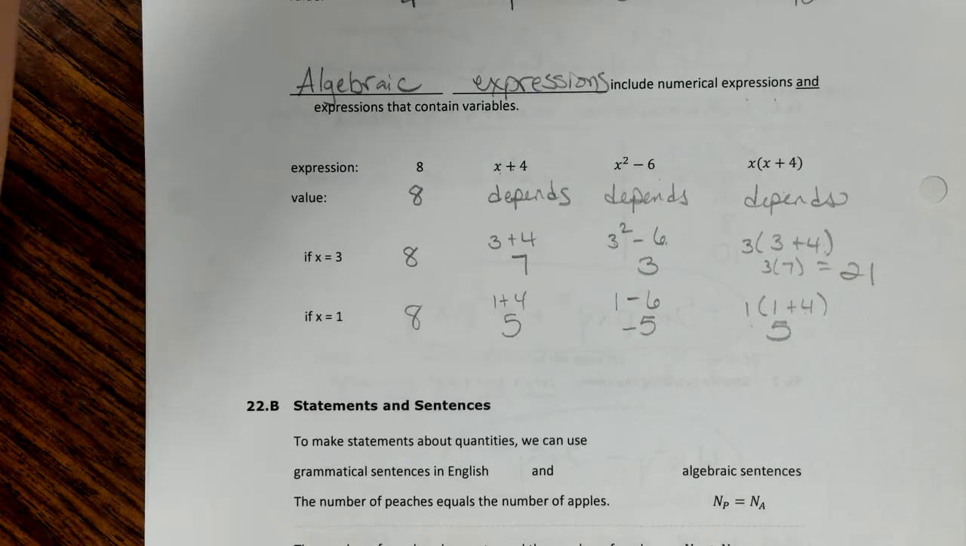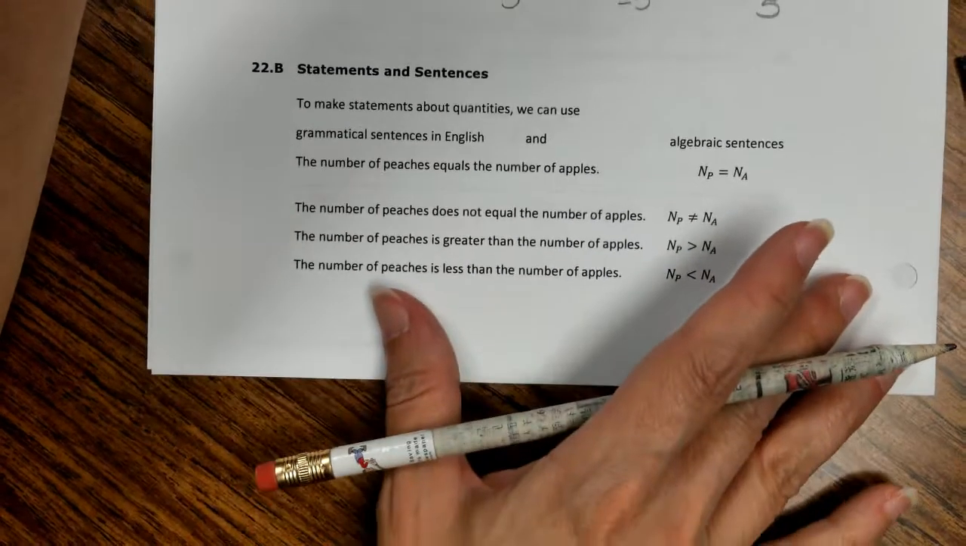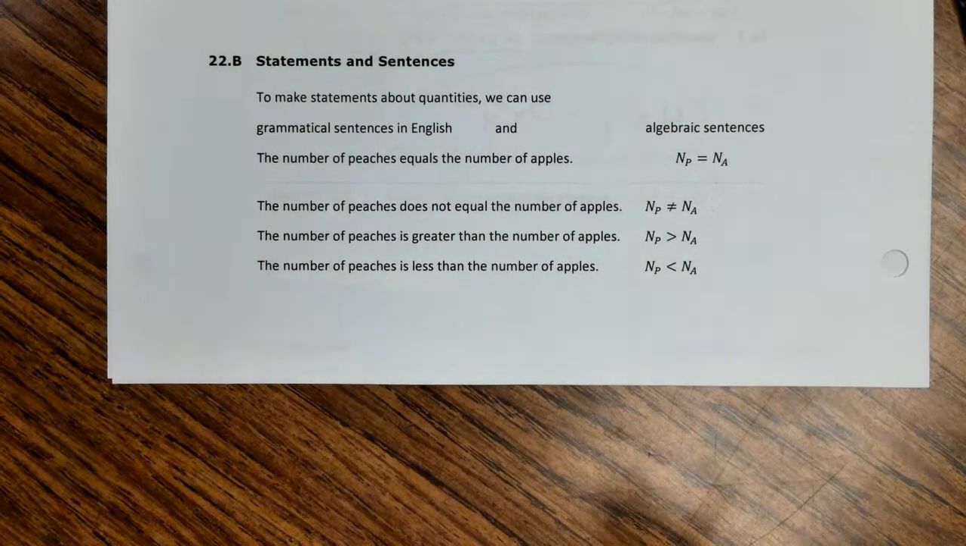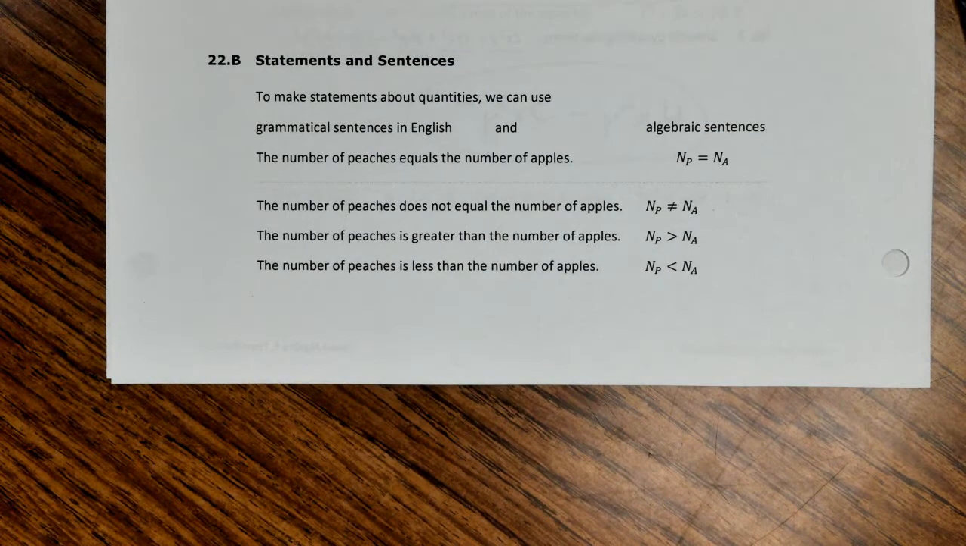For part B, down here at the bottom of this side. Here's what we're getting, well, really we're getting ready for word problems. We're going to be translating from English into math, basically. To make statements about quantities, we can use grammatical sentences in English, but we can also use algebraic sentences.